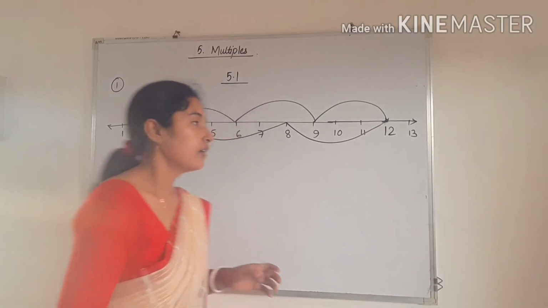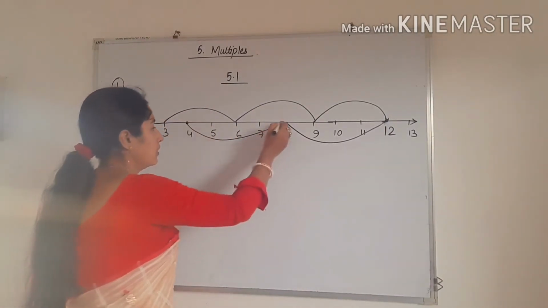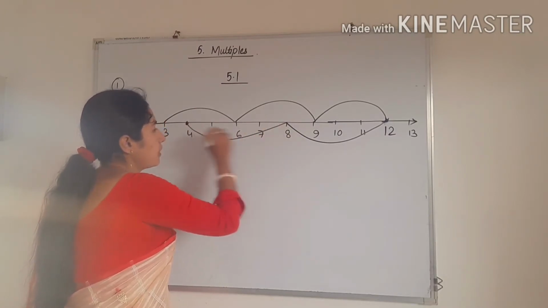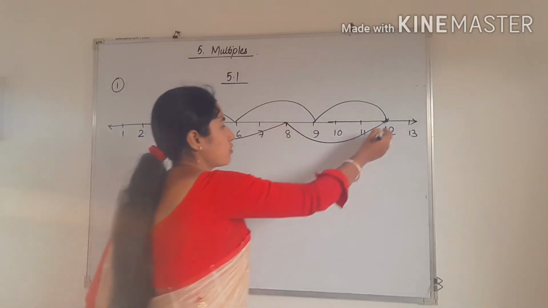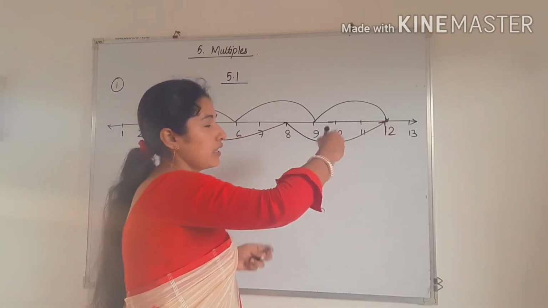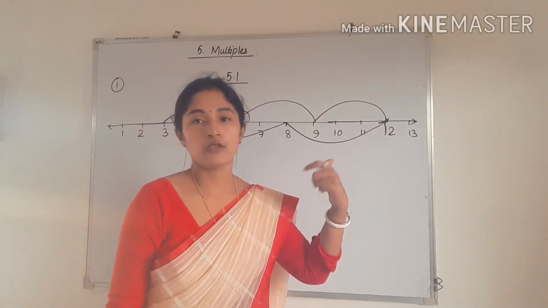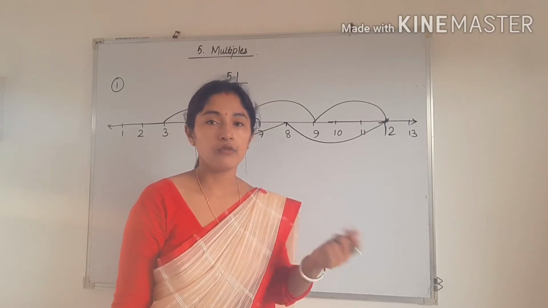Similarly, we can mark the multiples of 4 with arrow marks. 4 ones are 4, this will be the first multiple of 4. Then 4 twos are 8, 4 threes are 12, 4 fours are 16. Then next will be 20, then 24. Like that it will go on.